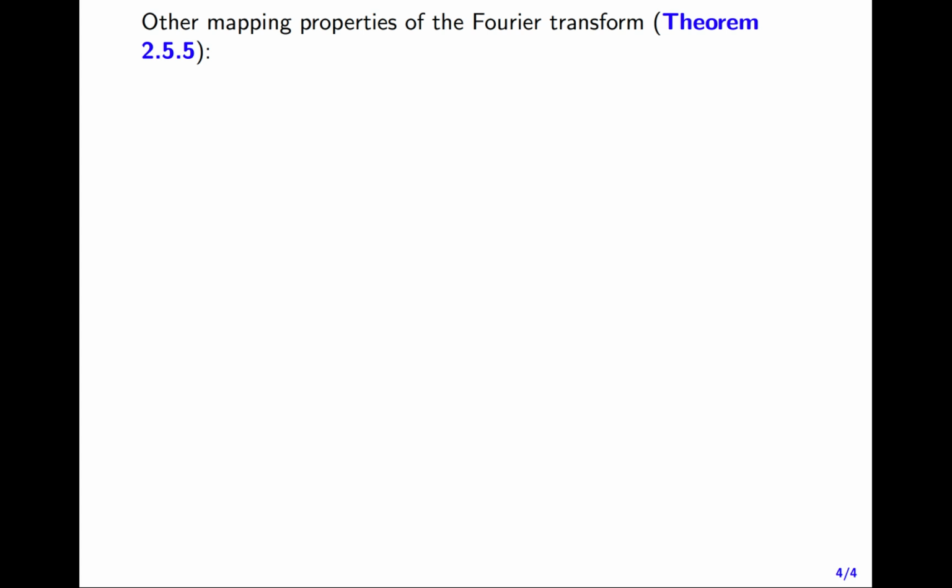Last, I'm going to mention a few other mapping properties of the Fourier transform from Theorem 2.5.5. These are a little more abstract and a little harder to prove. In a couple cases, I'll sketch a proof in the notes for you. In a couple cases, I'll ask you to try a proof in the exercises either this week or next week with some guidance, but these are a little deeper and a little more challenging.